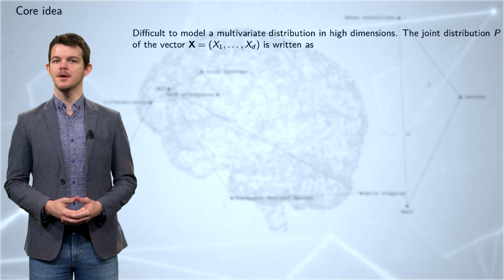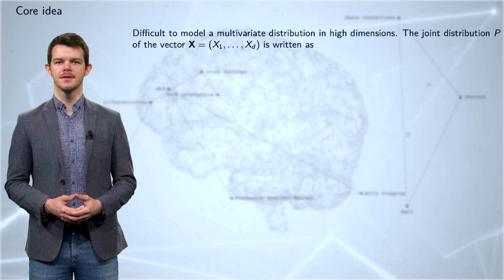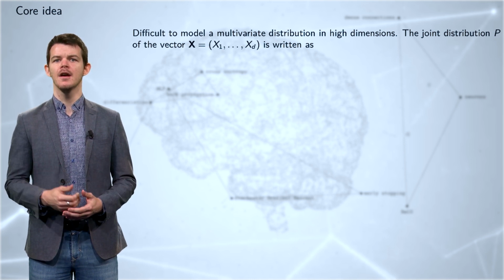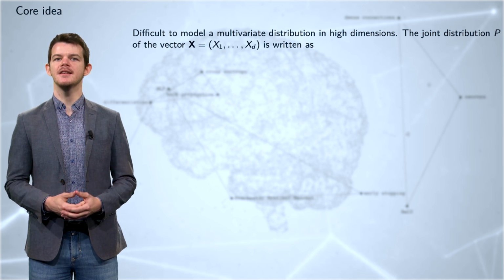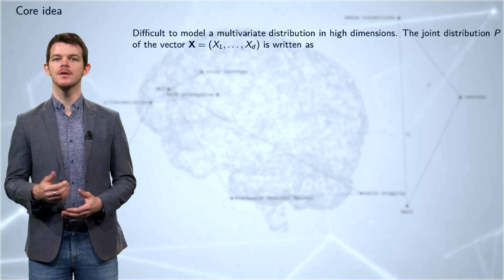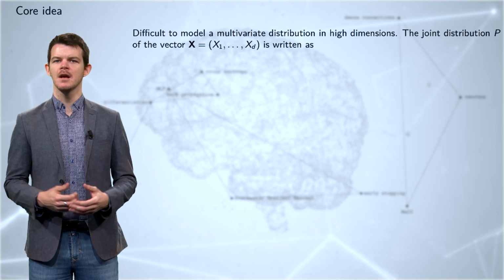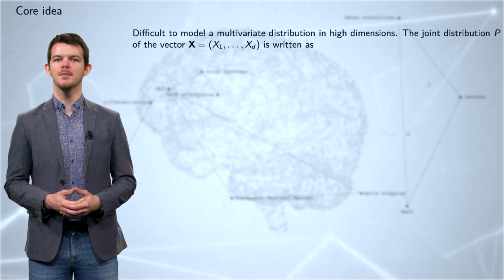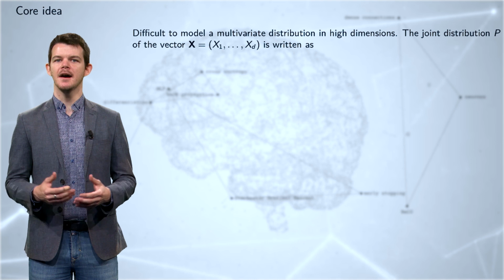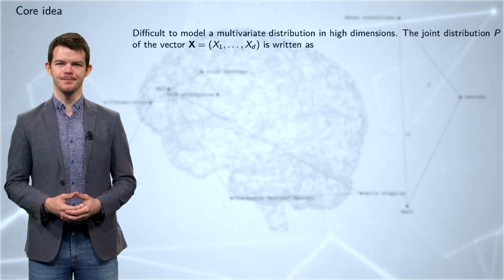Some methods circumvent this problem by assuming that the input variables are independent, conditional on the output variable. This is the case of the naive Bayes model. In practice, assuming the independence, even if it is conditioned on the output variable, is too restrictive. The method of fully visible belief networks tries to address the problem of modeling distribution in high dimensions with more flexibility than the naive Bayes model.